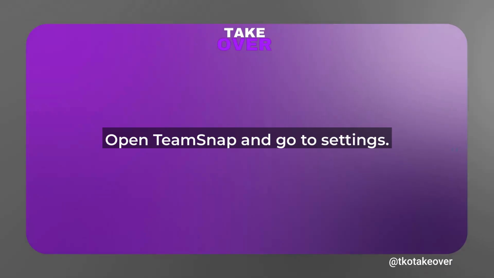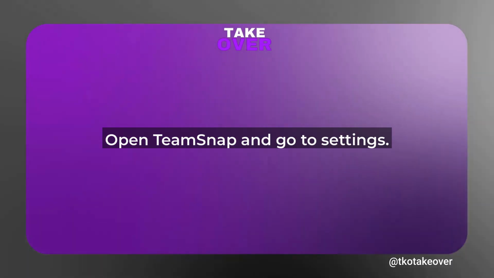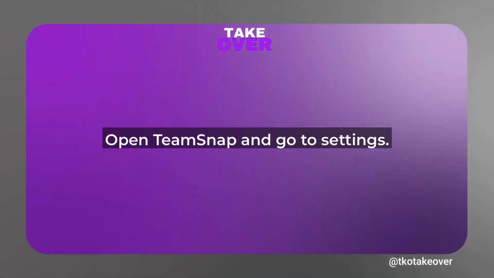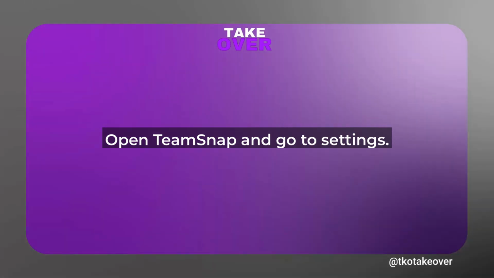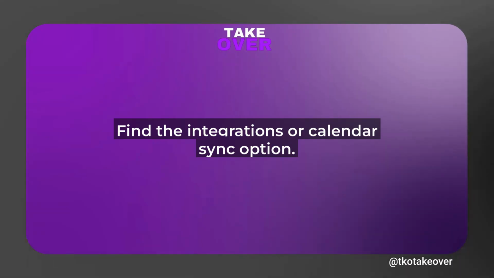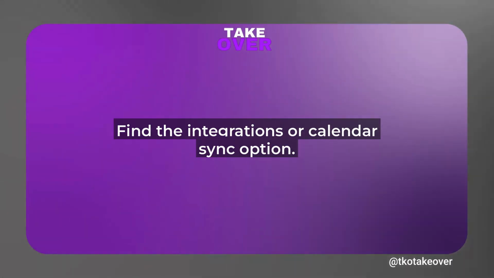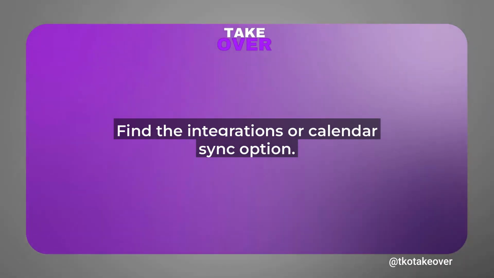First things first, make sure you have both Teamsnap and Google Calendar accounts set up. Open the Teamsnap app on your phone or log in on your computer. Once you're in, head over to the Settings menu. It's usually represented by a gear icon in the top right corner. Look for the Integrations or Calendar Sync option. This is where the magic begins.